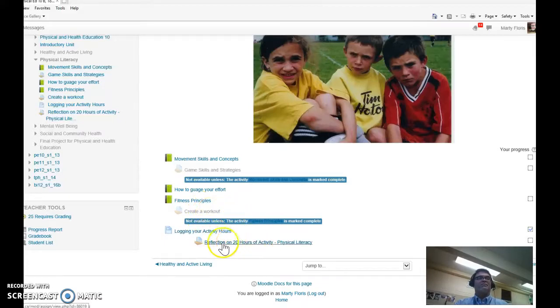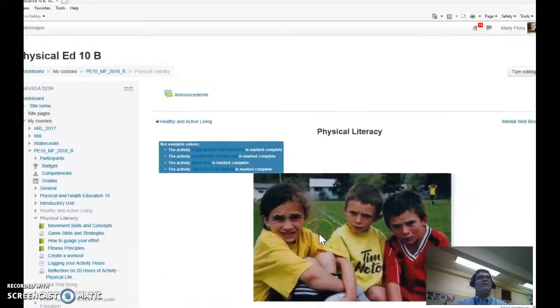And again, activity hours, 20 of them. Like I said the last time, you can use more than one sheet if you want. Please try and give me some photos, short videos, if you have them, of you being active. Okay, and that's physical literacy.